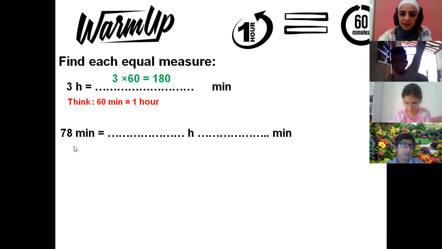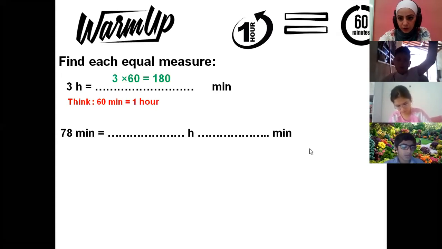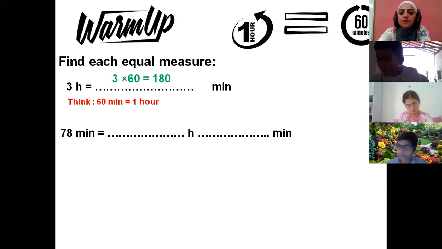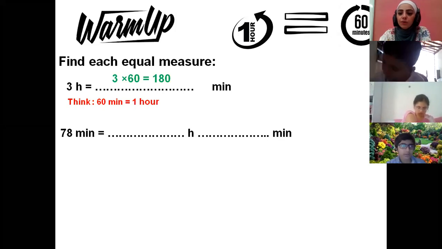So look at this. 78 minutes. We need to write it in hours and minutes. We need to know how many hours and minutes are in that one. Yalla Maria. Miss, 780 or 78? 78. Okay. 78 minutes, we want to write it in hours and minutes, right? Okay. 78 divided by 60. How many 60s are in the 78? 1. So we have 1 hour. How much is left? 18 minutes. Yes, excellent.